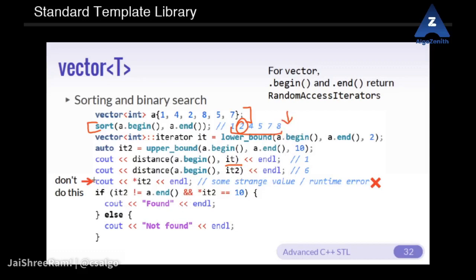So you just don't directly print star of it2 if you had to print the element which is just greater than 10, because this might be the end iterator, right? So you always check first whether the iterator that you're getting is end or not, and then you can use the iterator to get the value. Make sure you check these things when you're implementing iterators, or else you will get bugs.